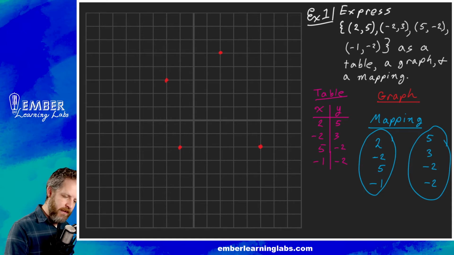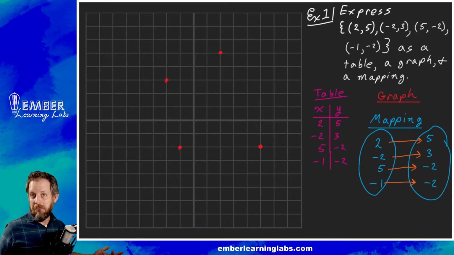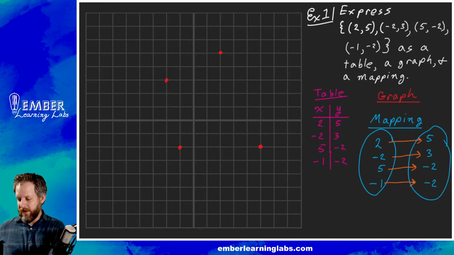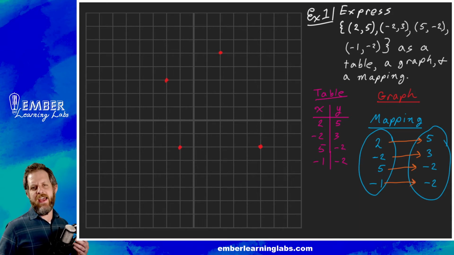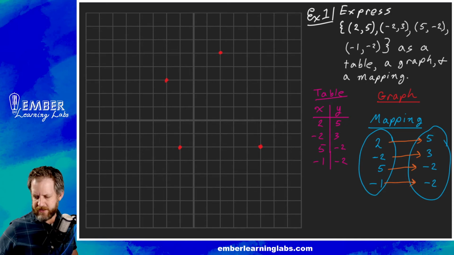And then I'm going to map it. Go back to that orange color we were using before. So 2 maps onto 5. -2 maps onto 3. 5 maps onto -2. -1 maps onto -2. Easy peasy, lemon squeezy. We got one more little set of vocabulary words, and then a couple of simple examples with it, and then this video is all through.